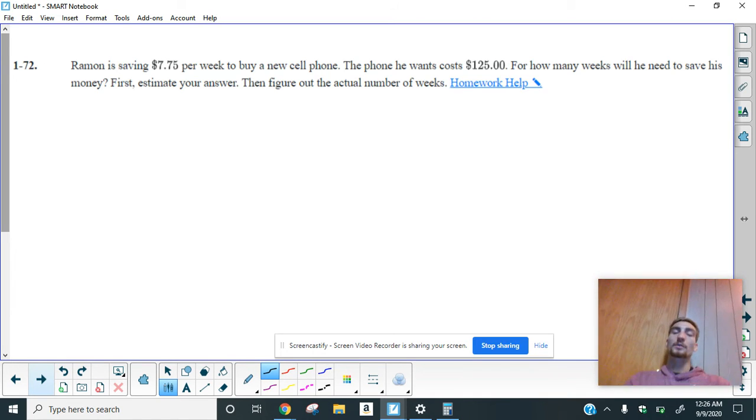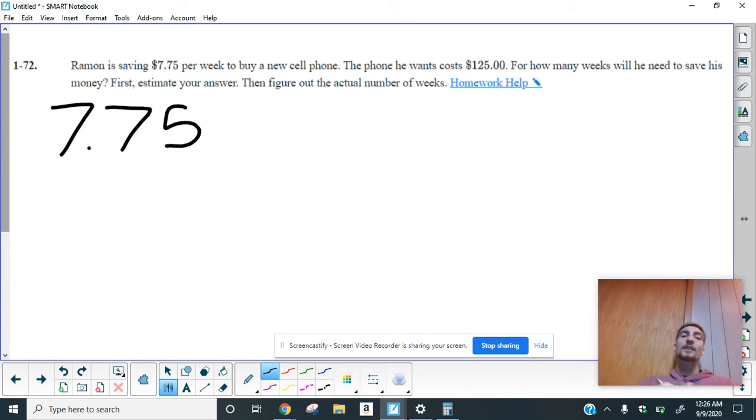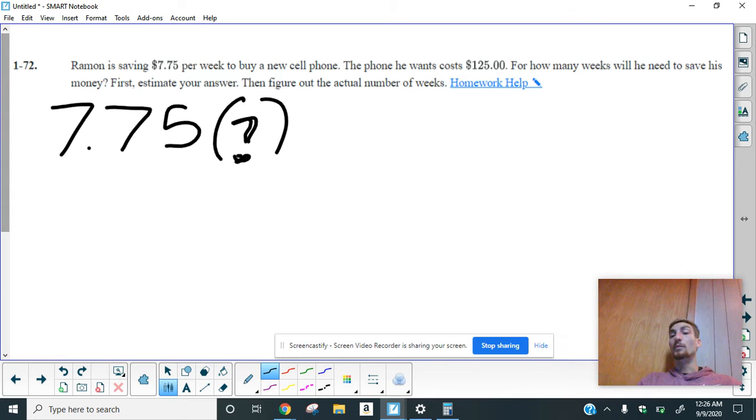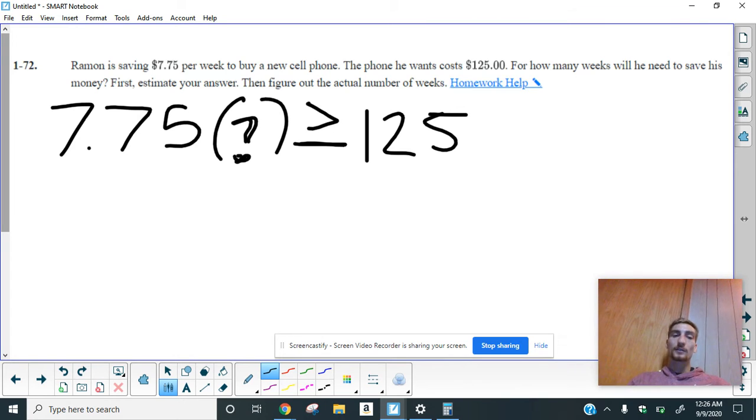All right, so we're actually going to get into a little bit of algebra here. And we're going to set up an equation where it's $7.75 multiplied by the number of weeks we're going to work, which in this case, we don't know how many weeks we need to work yet. Okay, so I'm going to put a little question mark in there. You could put in like X or Y or what we would call a variable, but I'm just going to put in a question mark. And in order to buy this phone, we need at least $125. So I'm going to say we need a number that is greater than or equal to $125.